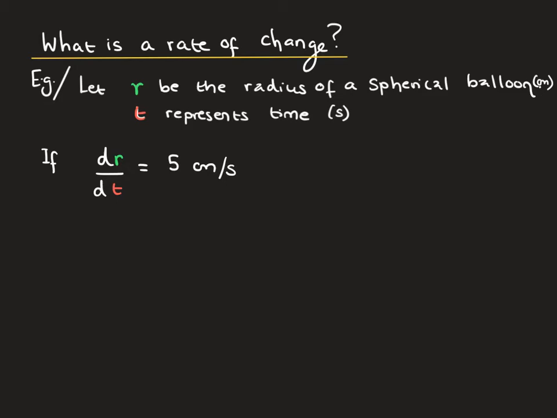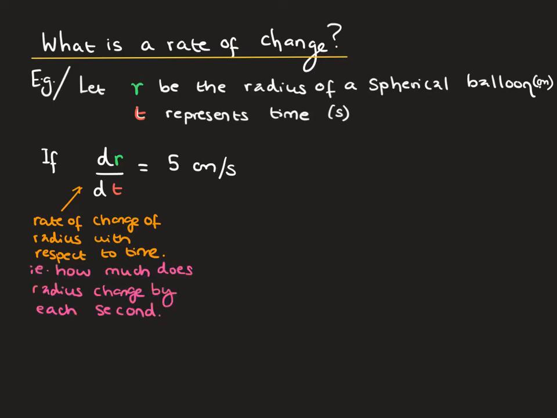What does that mean? Well, it's the rate of change of the radius with respect to time. But what does that mean? Well, it means how much does the radius change by each second. So in this example, I'm saying that dr by dt, the rate of change of the radius with respect to time, is 5 centimetres per second.